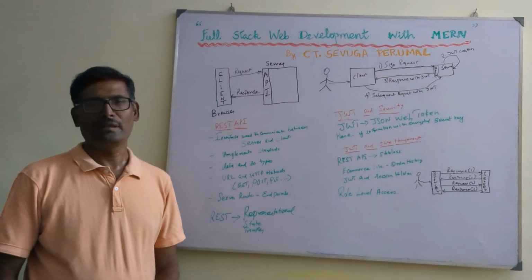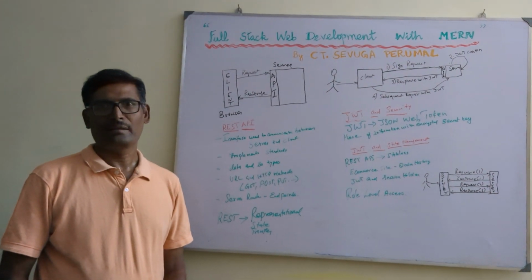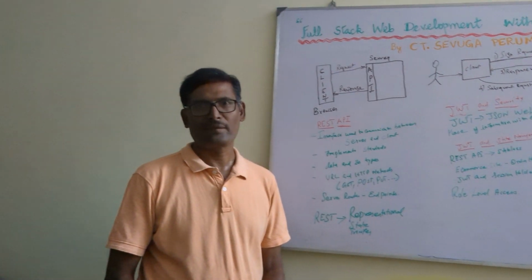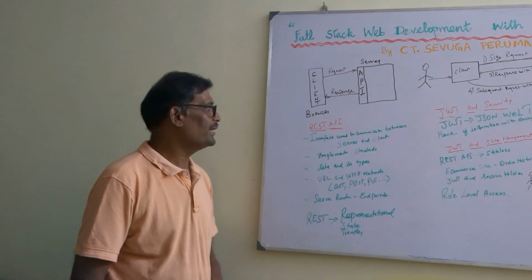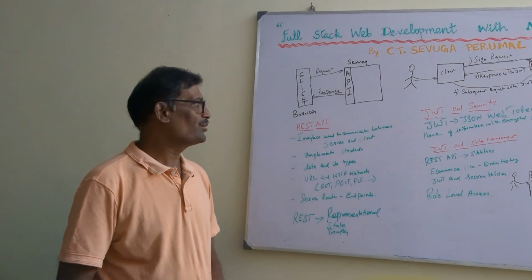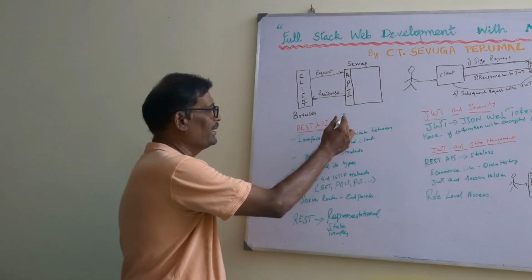Today we are going to learn about how the RESTful API and JWT both work in terms of security as well as state management. First we understand the REST API. We know that the REST API is an interface used to communicate between server and client. That is, it is a standard.